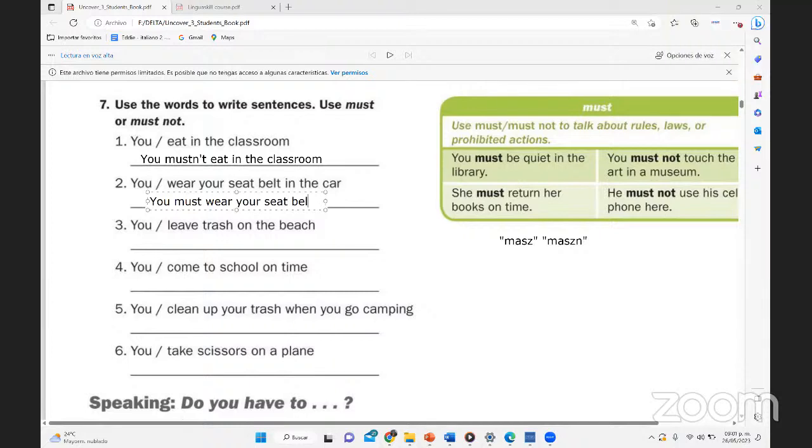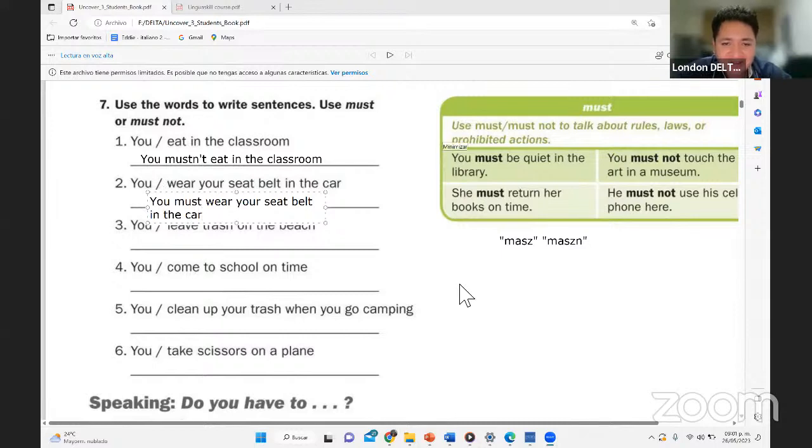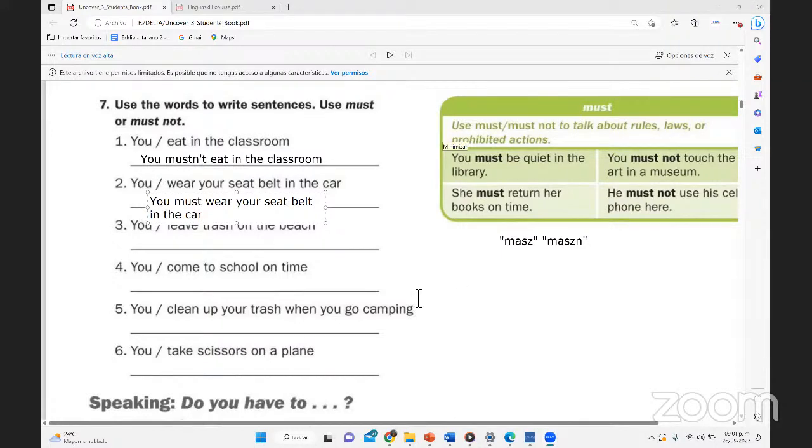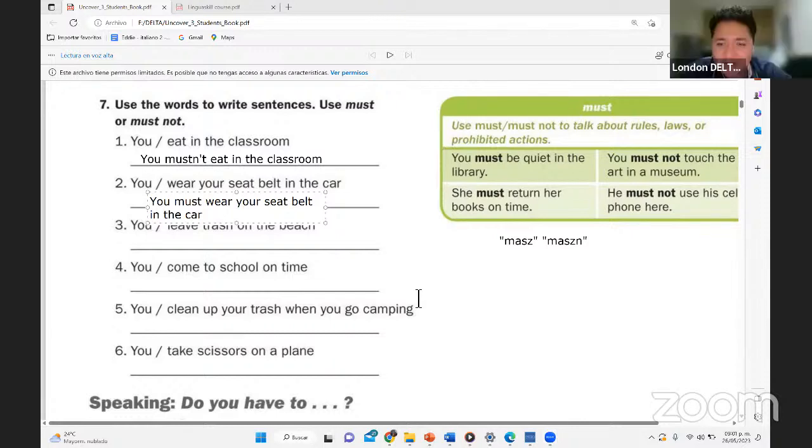You must wear. Yes, please repeat. You must wear your seat belt in the car. Excellent. Very well. Noten cómo estas oraciones ya son más como reglas, cosas que te encontrarías en señalamientos de tránsito o en la escuela, reglamentos en el trabajo, etc.